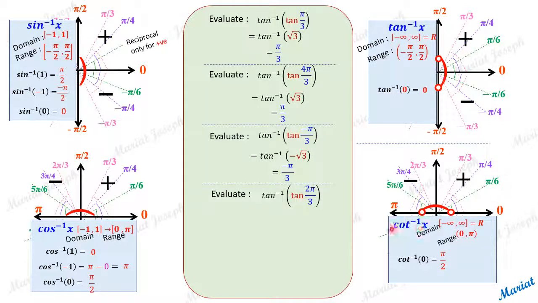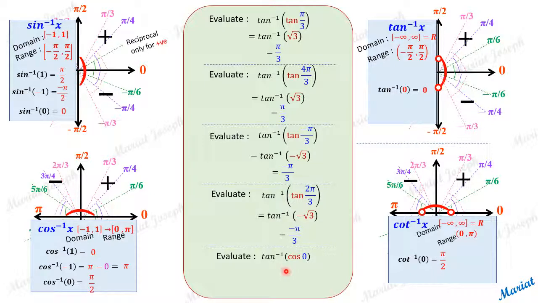Tan inverse of tan 2 pi by 3. 2 pi by 3 is a second quadrant angle. In the second quadrant, tan value is negative. So, minus root 3. But tan inverse minus root 3, once we already decided it is minus pi by 3, how can it be something else? It's the same.